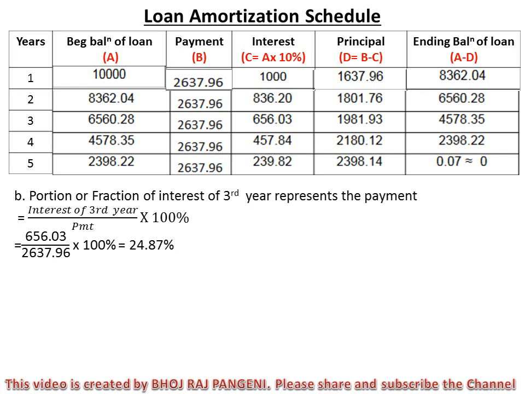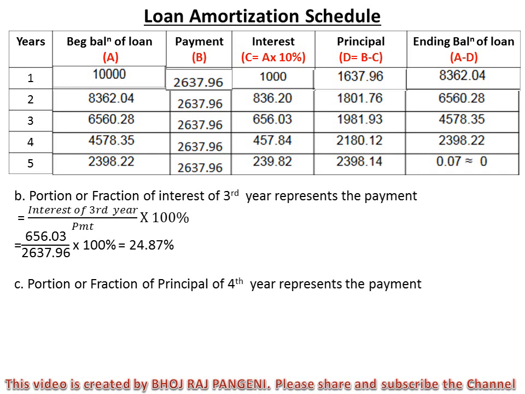Now 656.03 divided by 2637.96 times 100 equals 24.87. What does it mean? It means that 24.87% of the payment is the interest of the third year. I say again, 24.87% of the payment represents the interest of the third year.